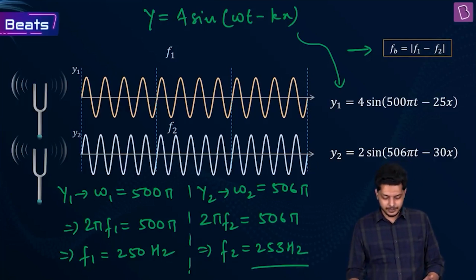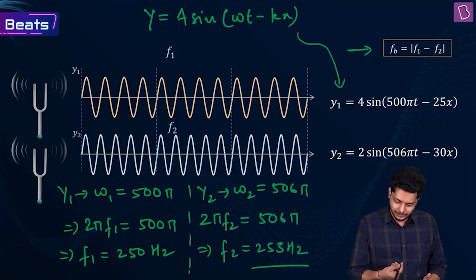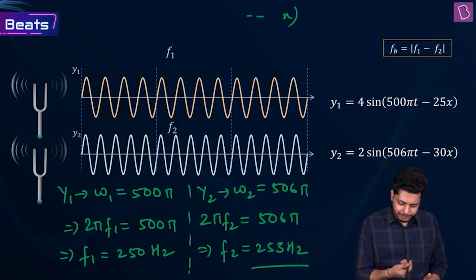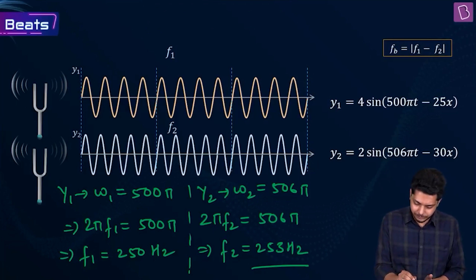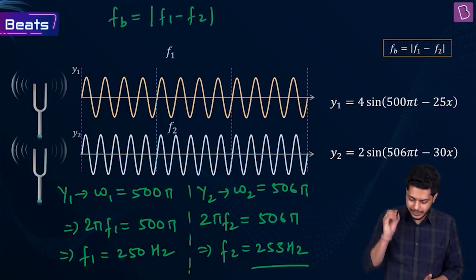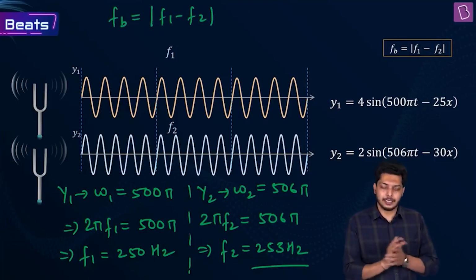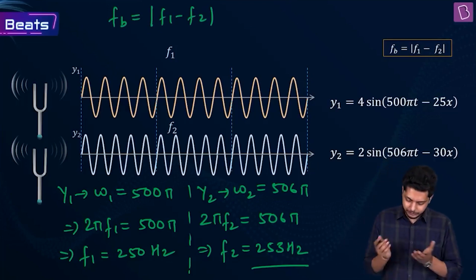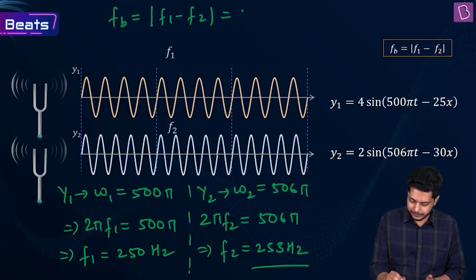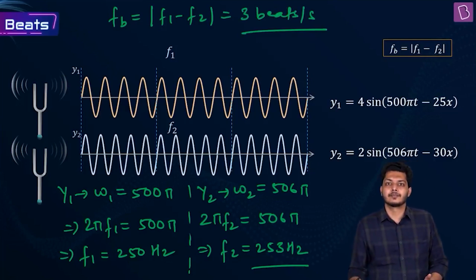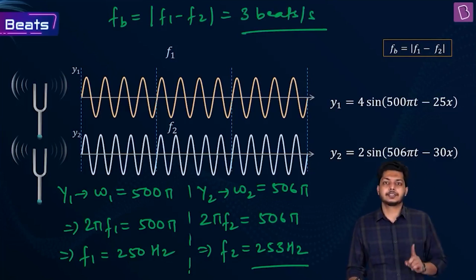Easy. Now we have f1 and f2, so it is easy to find fB. fB = |f1 − f2|. From our calculations, f1 is 250, f2 is 253, and if we take the mod of the difference, we will get 3 beats per second. So the first thing is sorted. We have calculated the beat frequency.